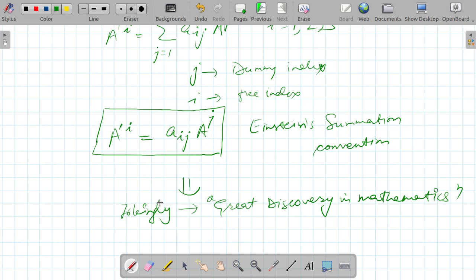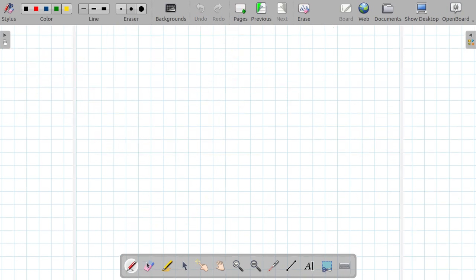Now the next thing is that we have to incorporate the partial derivative into this transformation form. Here I have to incorporate a matrix containing partial derivatives, like the Jacobian. So for that, let us consider a case. Let us consider Cartesian and spherical polar coordinates.